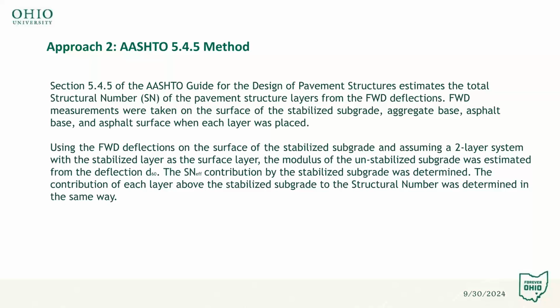Using the falling weight deflection on the surface of the stabilized subgrade, assuming a 2-layer system with the stabilized layer as the surface layer, the modulus of the unstabilized subgrade was estimated from the deflection. The effective structure number contributed by the stabilized subgrade was determined. The contribution of each layer above the stabilized subgrade to the structure number was determined in the same way by the subsequent deflections.